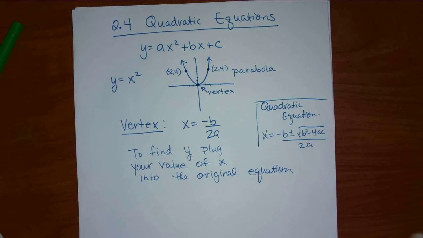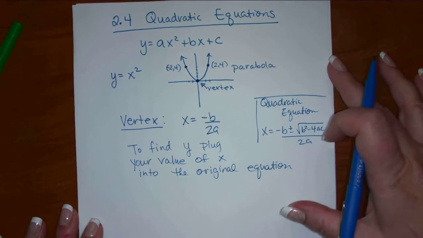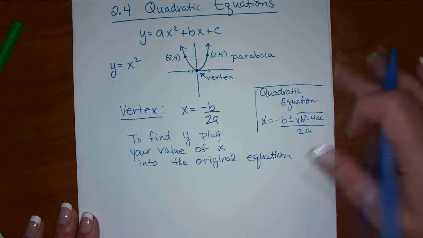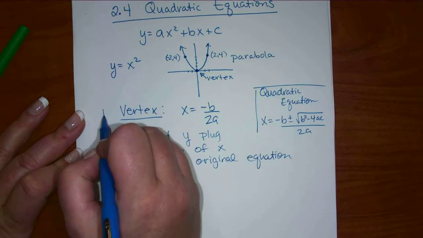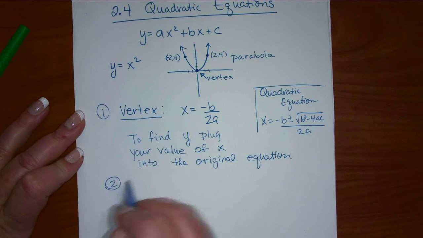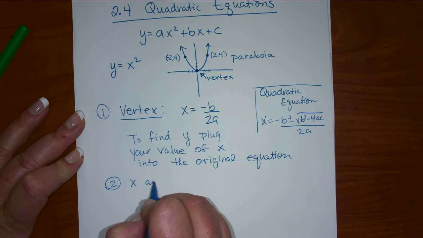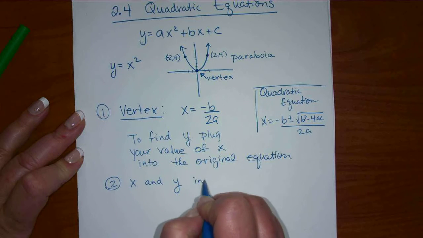So that just gives you the x value. So then you plug in the x value into the original equation and solve for y, and that will give you your y value. And then you have a point that you plot as your vertex. And what about the other points? We really only need one, but you're usually asked for the intercepts. So we need to find the vertex. That's step 1. And step 2 is the x and y intercepts.